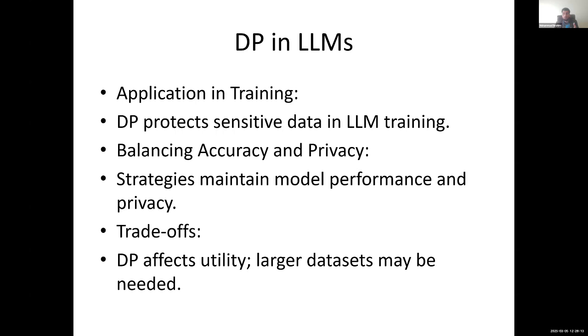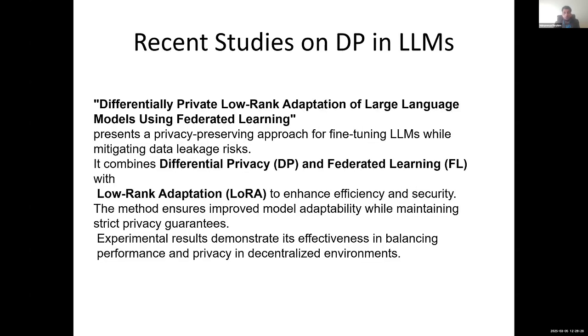If we are proposing any technique related to differential privacy for the LLM, we have to take care of those things. So DP affects utility, and larger data may be needed. This is one of the studies; the title of the paper is related to differential privacy, low-rank adaptation of large language models using federated learning. They presented an approach for the fine-tuning of LLMs. As we discussed in the previous slide, there is the problem related to data leakage. What it does for the LLMs is that it caters to the data leakage problem.